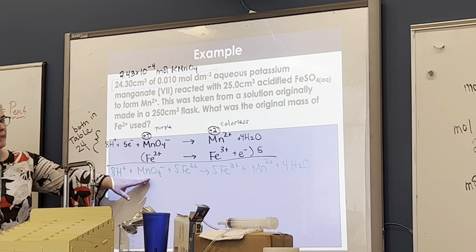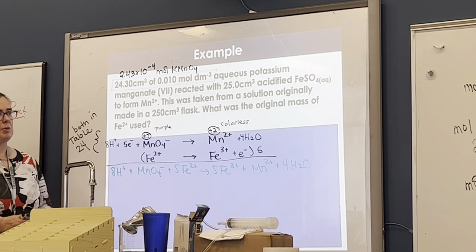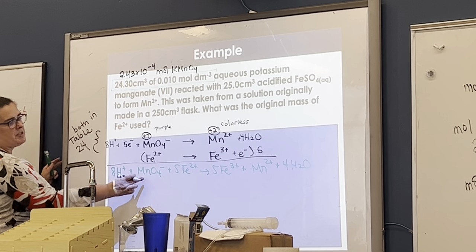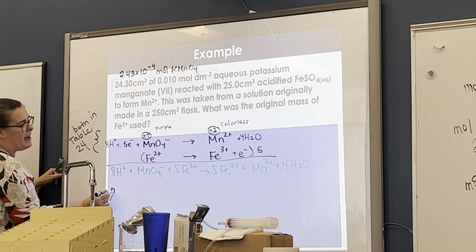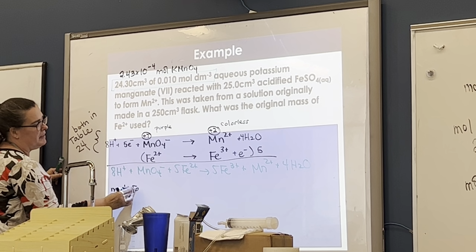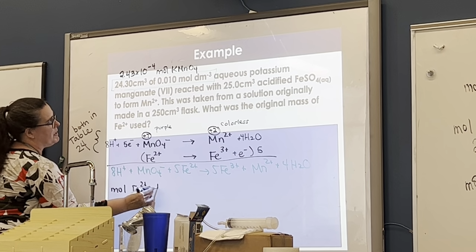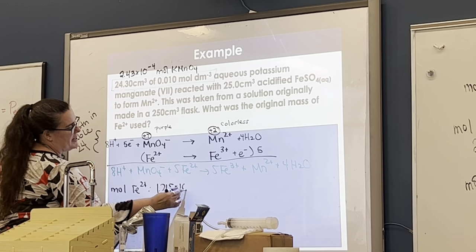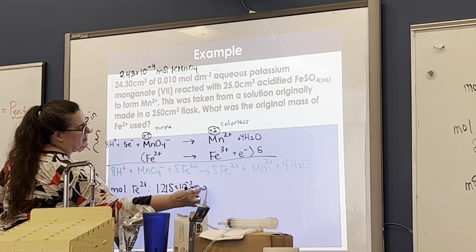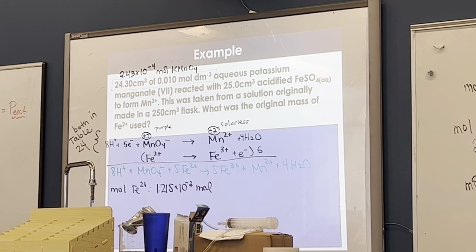Based on the moles of permanganate, is it possible for us to figure out the moles of iron? There's a 1:5 ratio here, so I've got to take this number and multiply it by 5. So the moles of iron are going to be 1.215 times 10 to the minus 3 moles. We just took that 1:5 ratio and multiplied by 5.